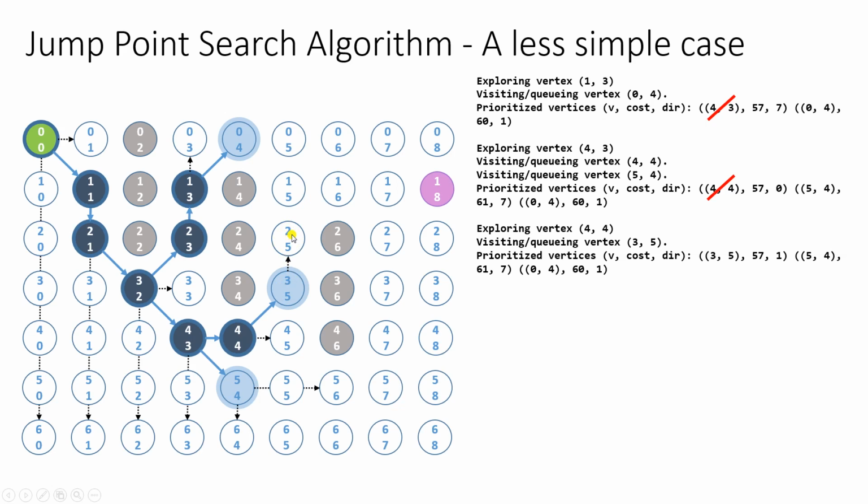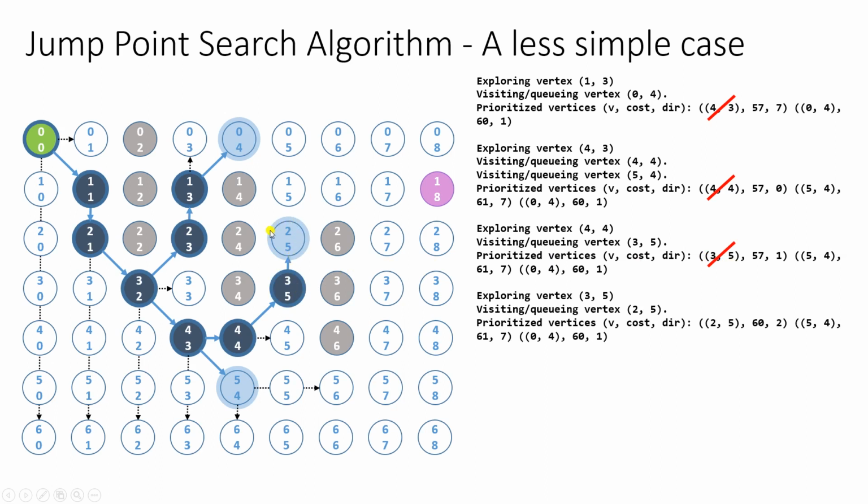Okay, so let's do the next iteration. The next vertex to explore is vertex 3, 5. Let's do that, and by exploring it, we are confirming our previous finding that vertex 2, 5 is a jump point. We are adding 2, 5 to our priority queue, and now we have 2, 5 here, 5, 4 here, and 0, 4 here as our jump points. Let's see what we should explore next. The next one to go is vertex 2, 5, so this one. Let's explore it and see what happens.